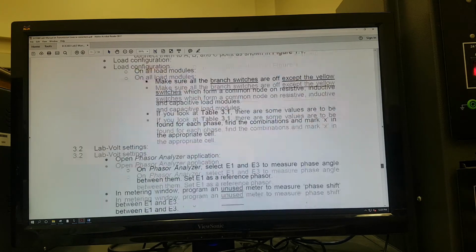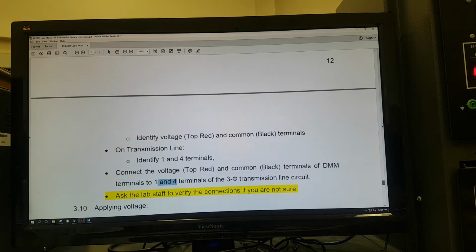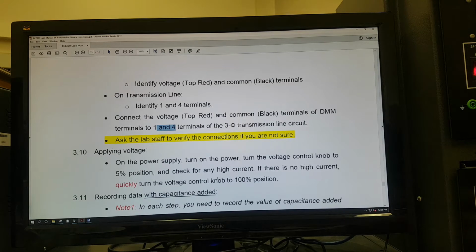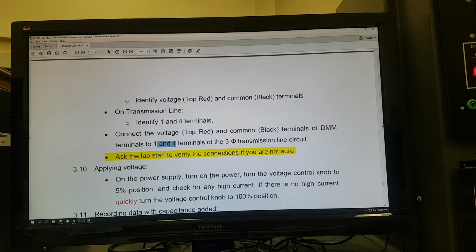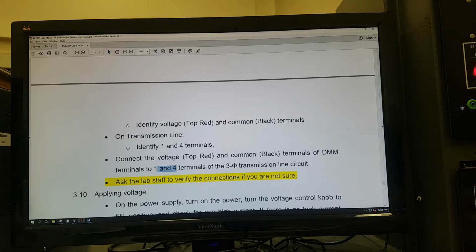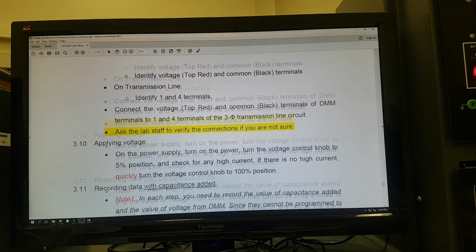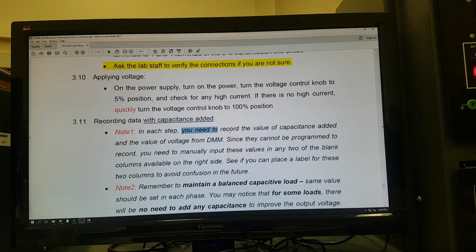So next, yeah, we are here, this is the step. We'll do it, and then we'll apply voltage, and okay, capacitive load is also there. So we'll be using capacitive load to adjust the voltage profile, I guess. Let us see. But first we'll connect this one and then come back. So we'll apply 100% voltage and record the data with capacitive load. In each step you need to record the value of capacitance added and the value of voltage from the DMM.